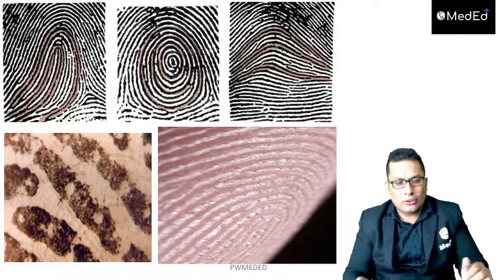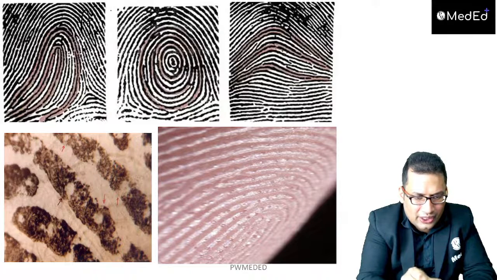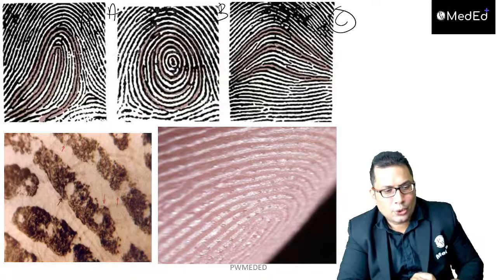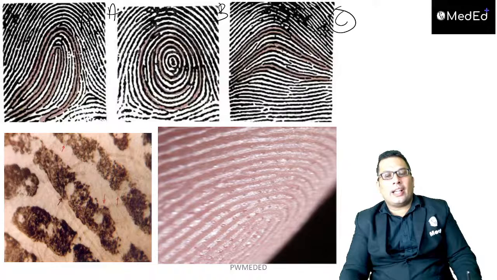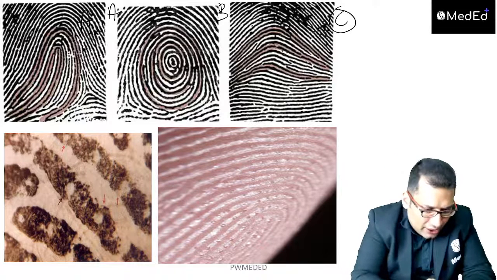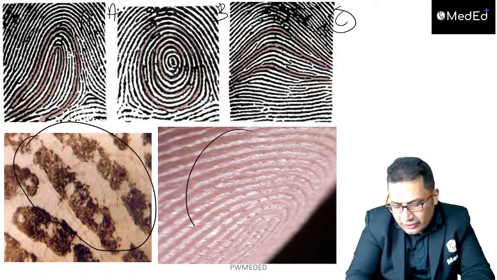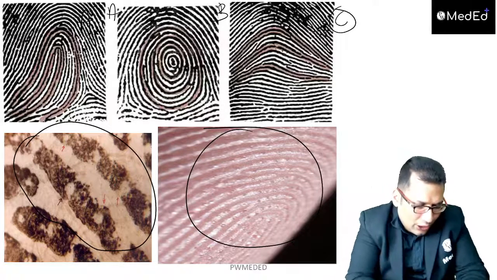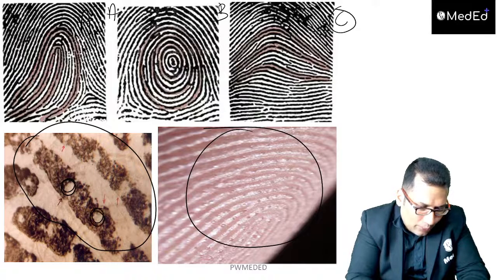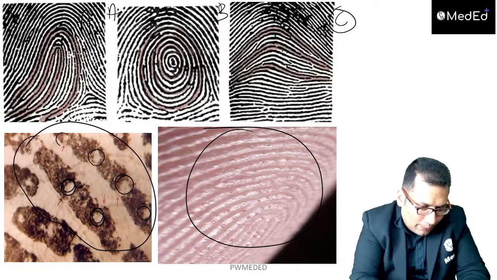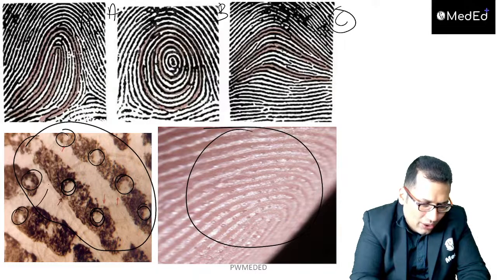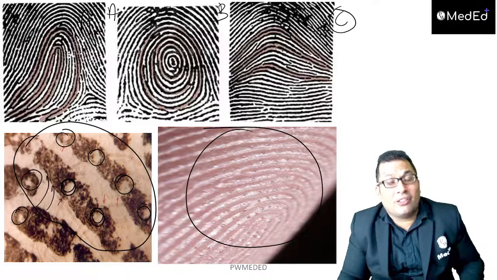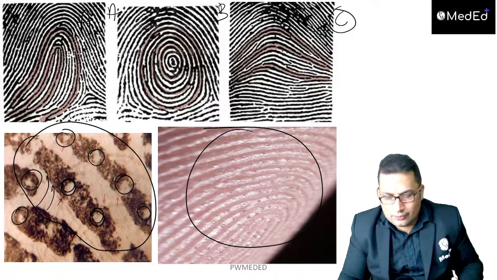Now, what is this? A, B and C. ABC shows loop, whorl and the arch. And there is one more picture showing a microscopic finding that shows the pores, known as poroscopy. See here, pores are there. Size of the pore, number of pores, shape of the pore, distance between the two pores. So this is a very important finding in crime scene investigation when partial fingerprints are available.